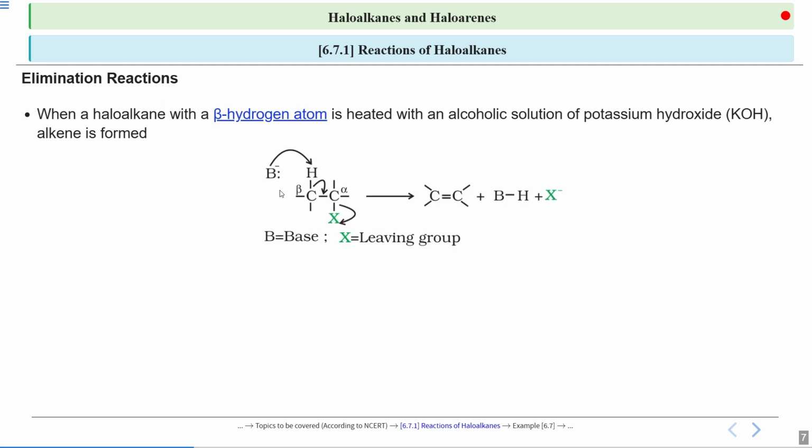So this is the elimination reaction happening, where you can see that this halogen group, or you can say the functional group, or the substituent, can also be called the leaving group, because it has to leave for the elimination reaction to happen, for the alkene to form. So this leaving group, that is X, leaves from the alpha carbon.